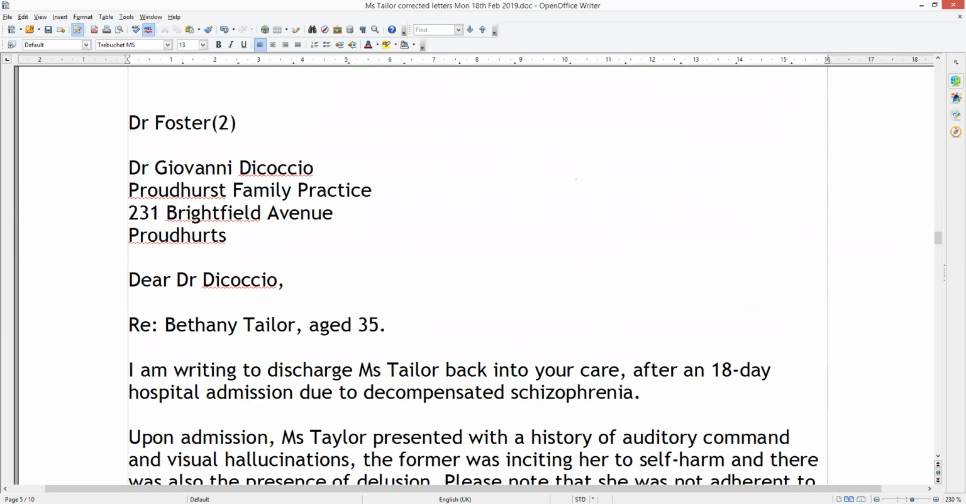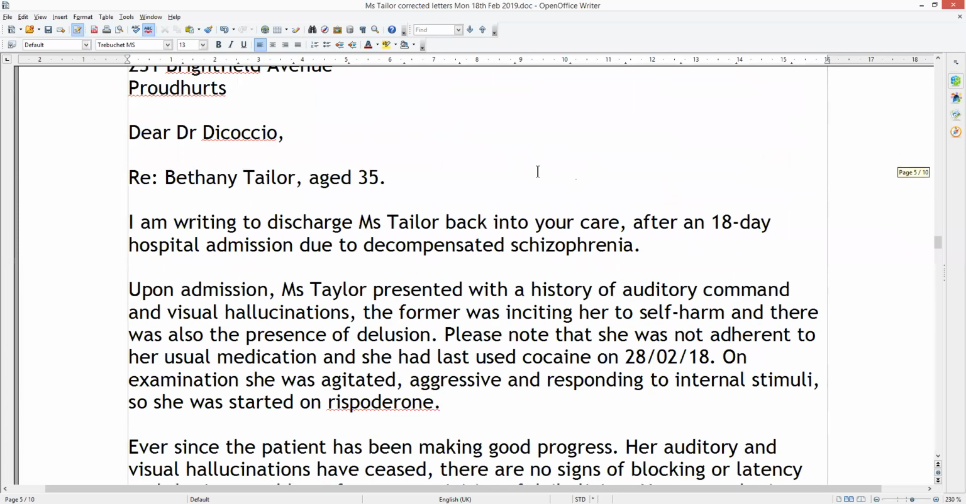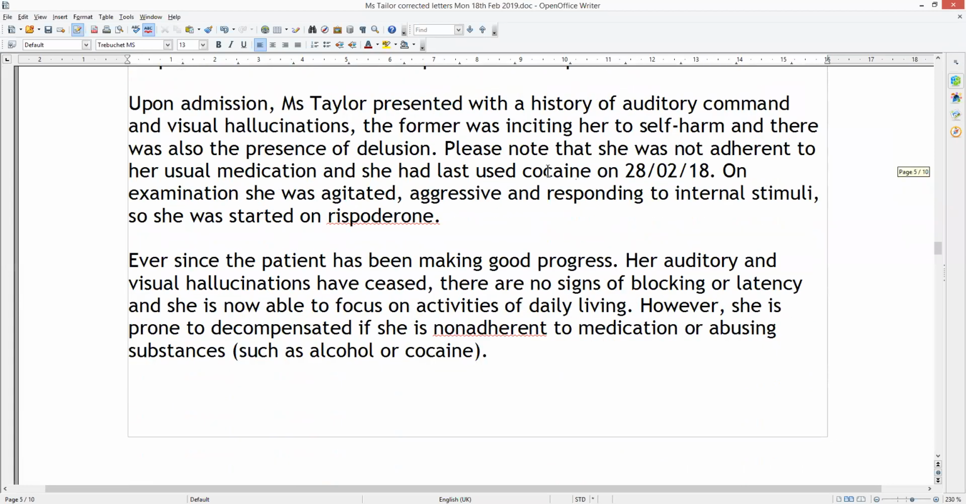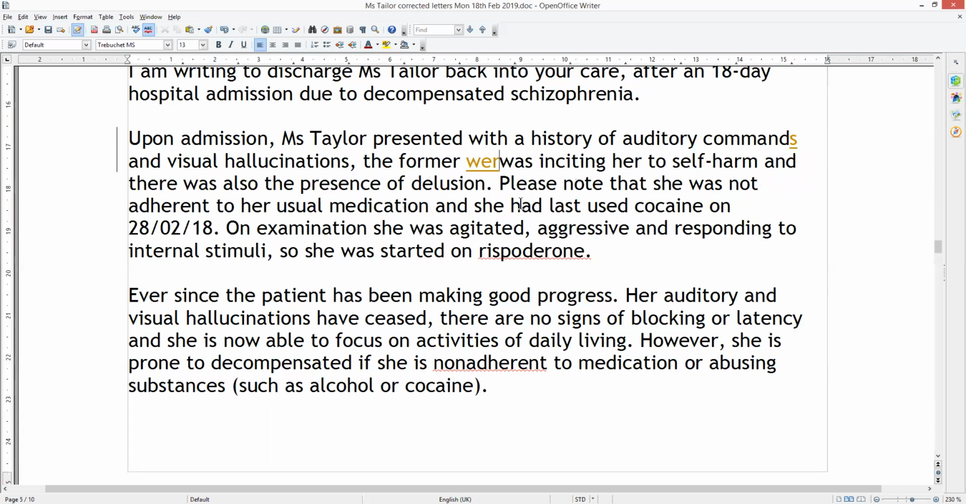Okay, Dr. Foster. Oh, this looks like yours. Discharge Miss Taylor back into your care. 18 days observation, schizophrenia. Miss Taylor presented a history of auditory command hallucinations. Command wouldn't be, it would be commands in plural. Well, if you've got command, because it wasn't just one, it was hallucinations and commands. You've got to watch your subject-verb agreement. The former were inciting her to self-harm, and there's also the presence of the illusion. She was not adherent to advice to use Coke the day before.